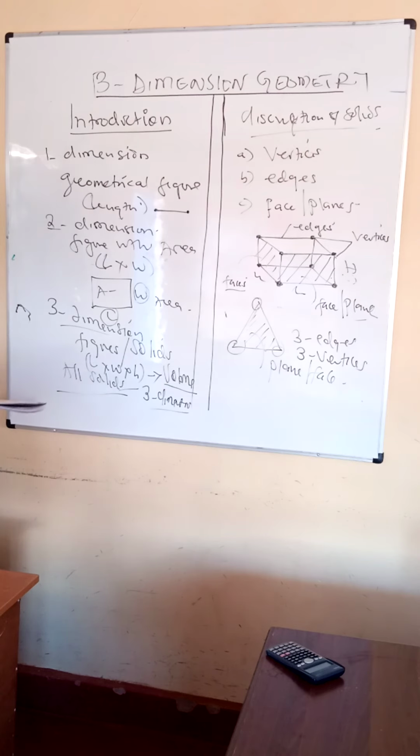In a nutshell, one dimension geometry means figures with only the length. Two dimension, they are figures with the area, that's the length times width, which helps us to find the area. Three dimension, they are the figures or solids with volume, that is the length, width, and the height. We have said all solids are three dimension because we can calculate the volume of those solids.